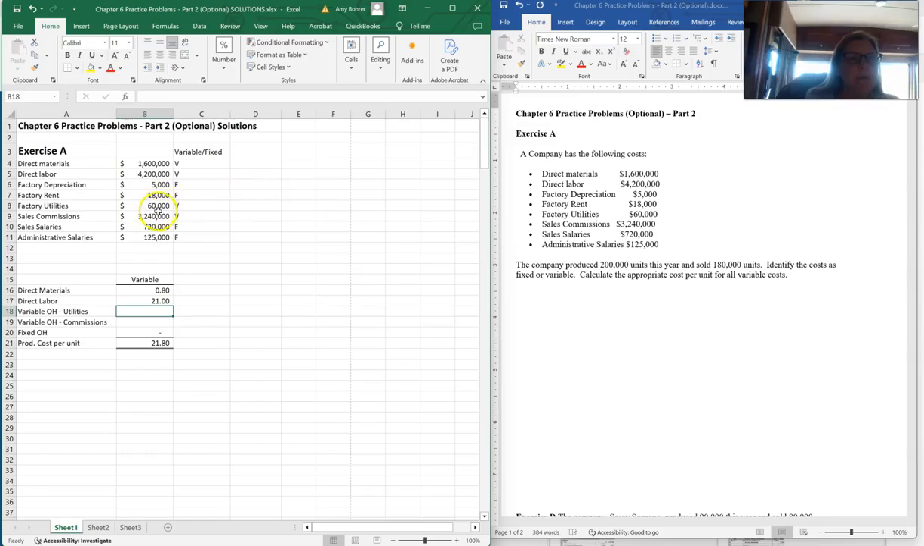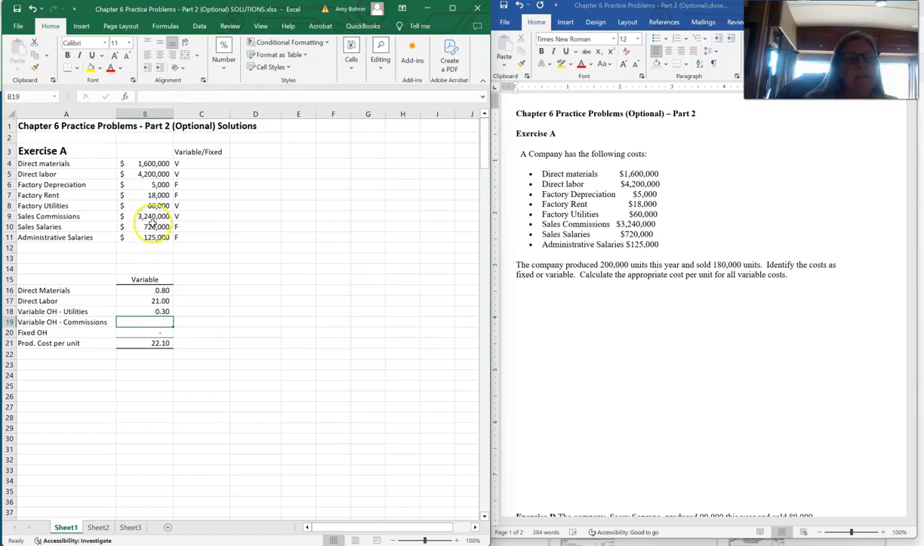Then the other items are overhead items, utilities. That is going to vary depending on the number of units produced, divided by the 200,000 units produced. Okay? Oops, I think I put one too many zeros in there. It should be 30 cents.